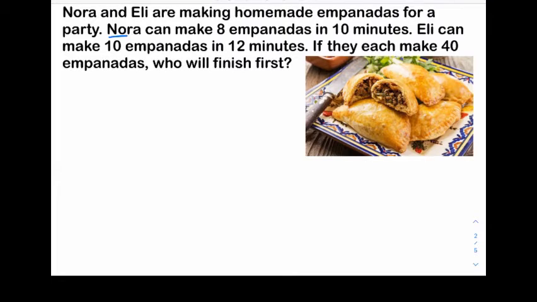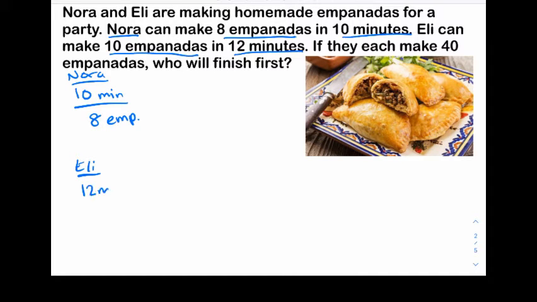Okay, so right now we know Nora makes 8 empanadas in 10 minutes. So I'm going to write that it takes 10 minutes to make 8 empanadas, and I'm also going to label this Nora. Eli makes 10 empanadas in 12 minutes, so I'm going to write 12 minutes over 10 empanadas.